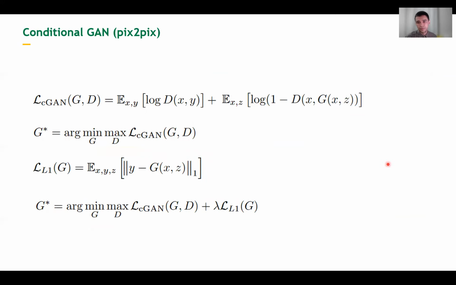The objective of a conditional GAN can be expressed by this first equation, where G tries to minimize the objective against an adversarial D that tries to maximize it. Previous approaches have found that it is beneficial to mix the GAN objective, the GAN loss, with a traditional loss. In this case, we use L1 loss because it encourages less blurring. So this is the final result.